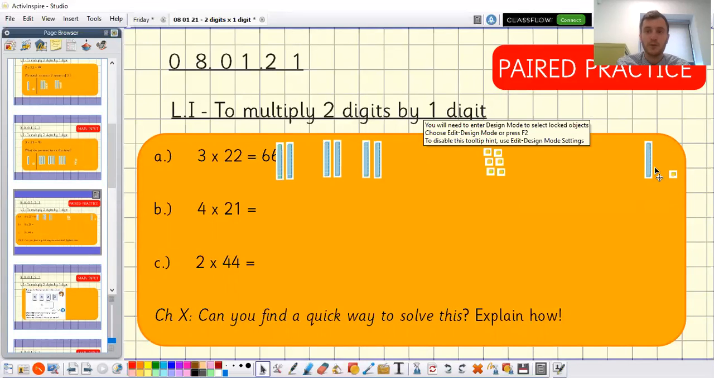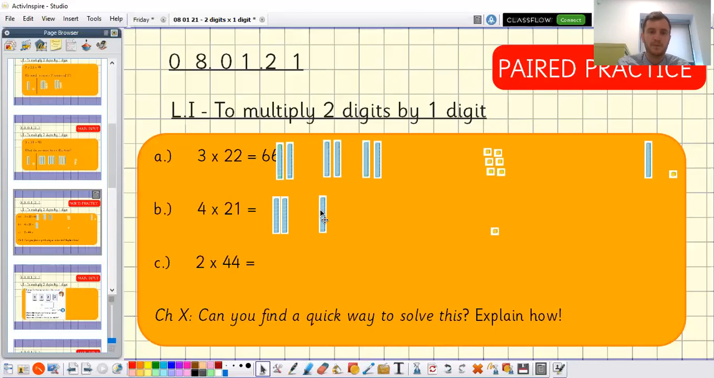Next one, I need 4 groups of 21. So let me have a go at making those. That's 10, 20. And again, I'm going to separate out my 10s and 1s to make it easier to count at the end. 21. There's my first group. 10, 20, 1. There's my second group.